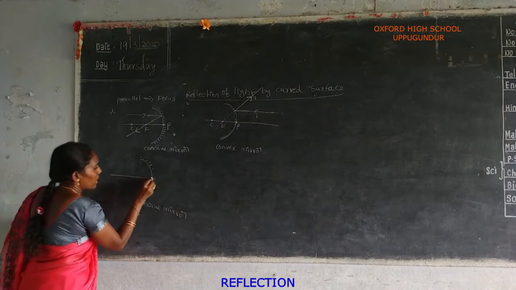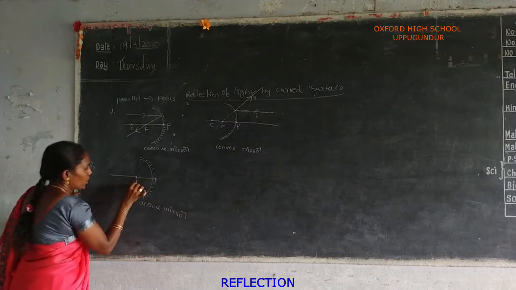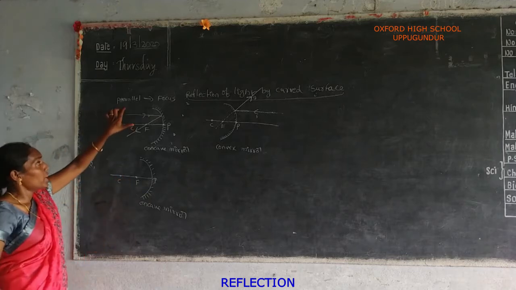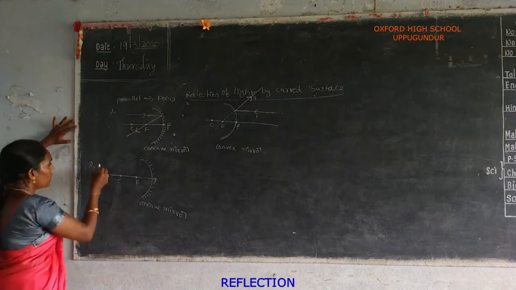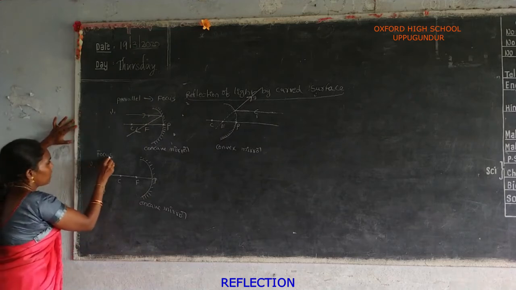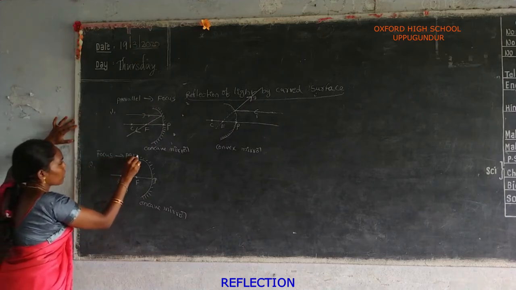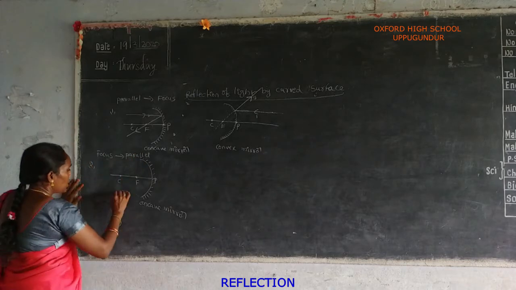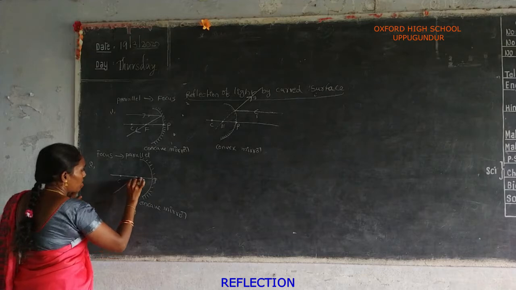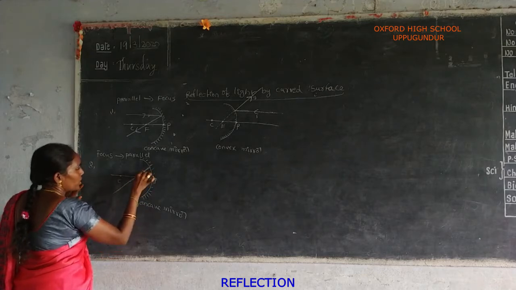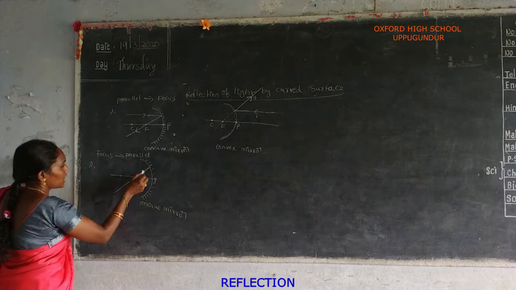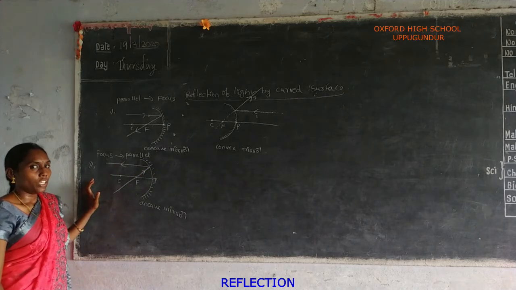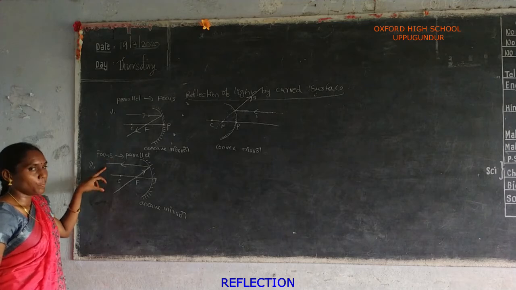Here this is the principal axis, pole, focus and next center of curvature. Here parallel, focus, parallel. That means any light ray which is passing through the focus and is incident on the concave surface, after reflection, will be moved parallel to the principal axis.